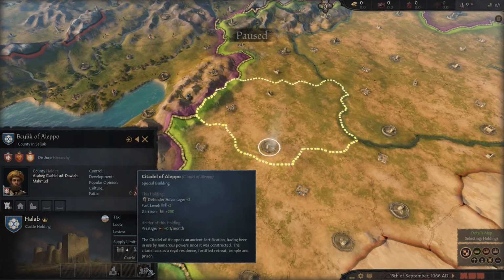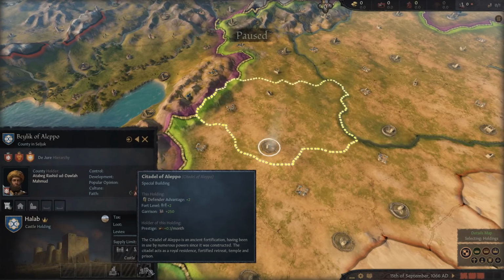So right now, what does this give you? The Citadel of Aleppo is an ancient fortification having been in use by numerous powers since it was constructed. The Citadel acts as a royal residence, fortified retreat, temple, and prison. So right now, it gives you defender advantage of +2, fort level +2, garrison +250, and a prestige of +0.1 per month. Now, if you pay 2,000 gold, what do you get?